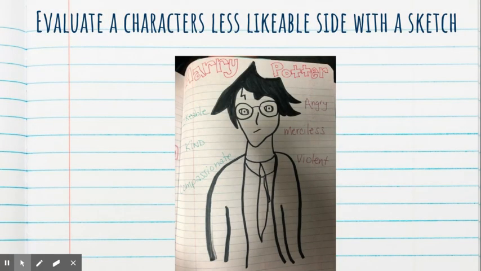This is one that I did a couple of years ago, and I sketched out my main character, and then I started listing some likable traits and some less likable traits. Likable traits are on the left. Harry is really likable. He's kind, he's compassionate. Less likable traits, he's angry. We just saw that video. He was very merciless and he was violent. Okay.